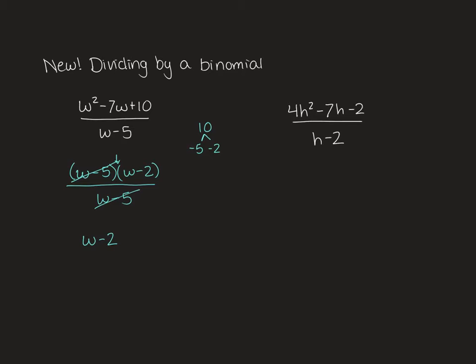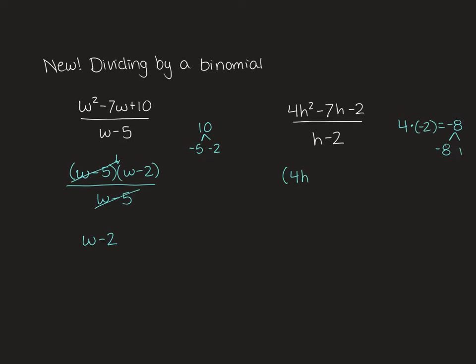We can do another example, 4h squared minus 7h minus 2 over h minus 2. This one we would need to use Berry method. So multiply 4 times negative 2, and you get negative 8. You need two numbers that will multiply to negative 8 but add to negative 7. Your numbers are negative 8 and 1.